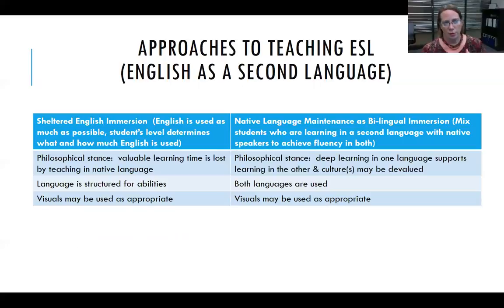On the other side, we have native language maintenance as bilingual immersion. So you have a mix of students who are learning in a second language with native speakers to achieve fluency in both. So hopefully most of you are aware of a program within your school district or former school district where this is happening.